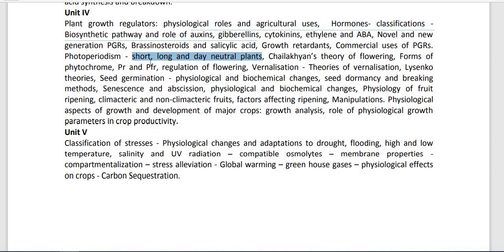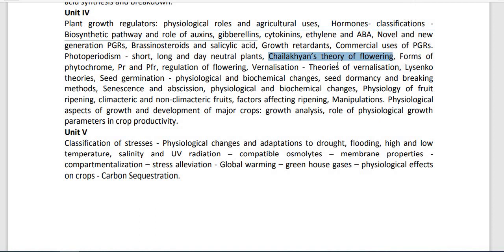Next, if we give continuous long light or continuous short light, whether flowering will happen or not. If the long light is interrupted by a short period of light, whether the plant flowers or not in short day, long day and day neutral plants. These are the major important points you have to focus on in photoperiodism. Then the Chailakhyan theory of flowering: you have to know what this theory is and see clearly about it. It is an important one.